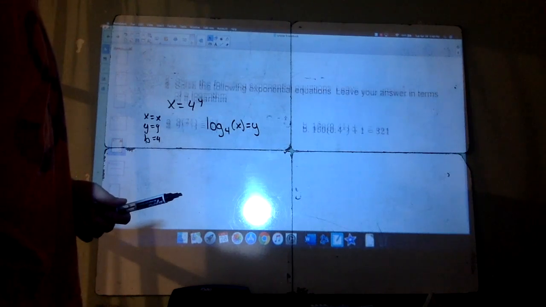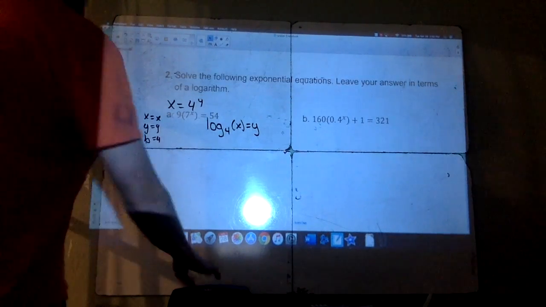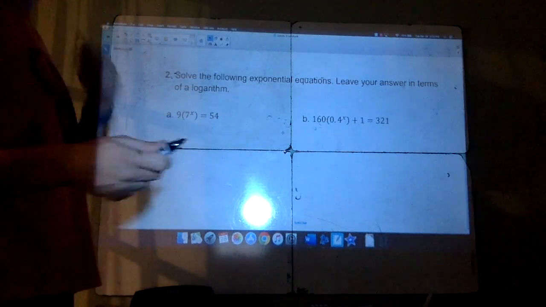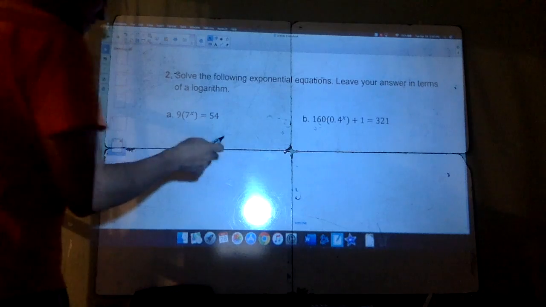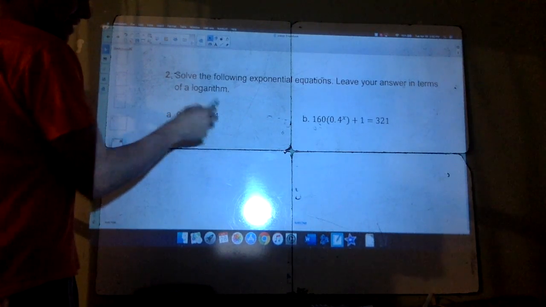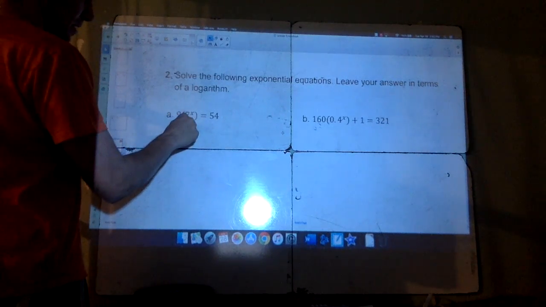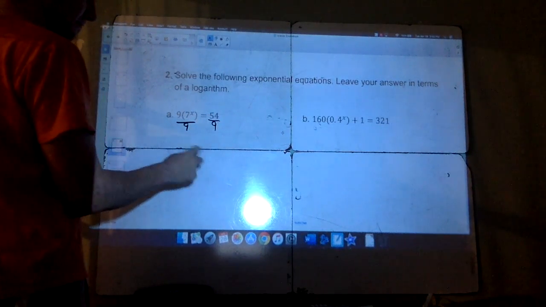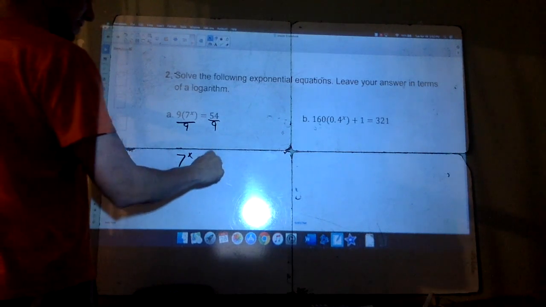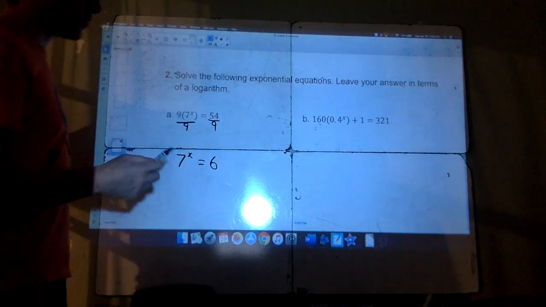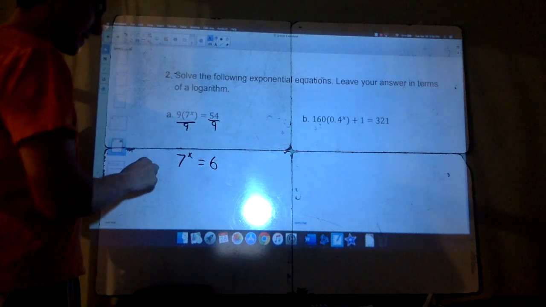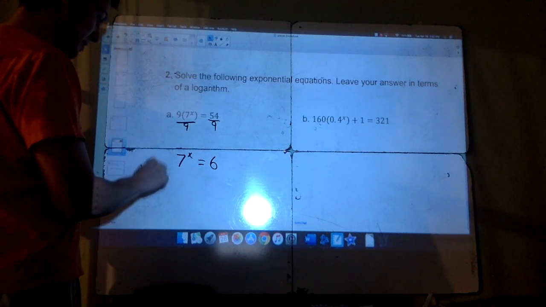And then for the second problem, we're going to solve, and it says leave your answer in terms of a logarithm. So you don't need to use a calculator or anything to find the exact answer. So we're going to start here, 9 times 7 to the x equals 54. So first step, divide both sides by 9. 7 to the x power equals 54 divided by 9 is 6. And here's where we're labeling our b, x, y, and b.